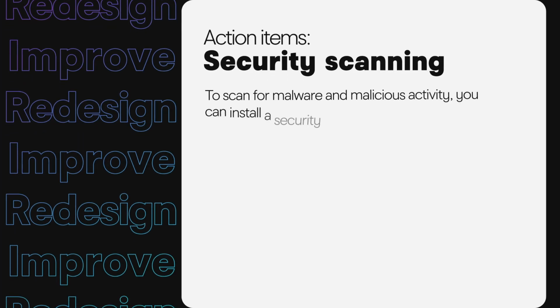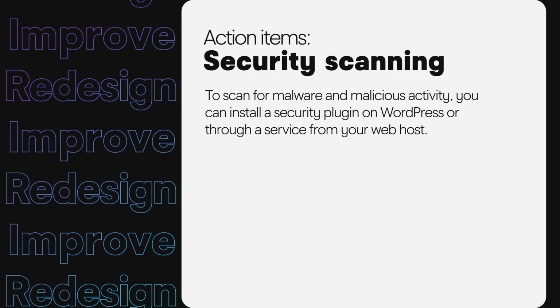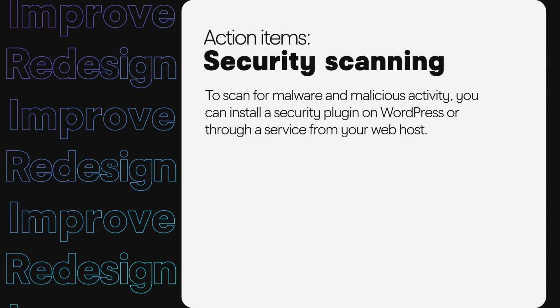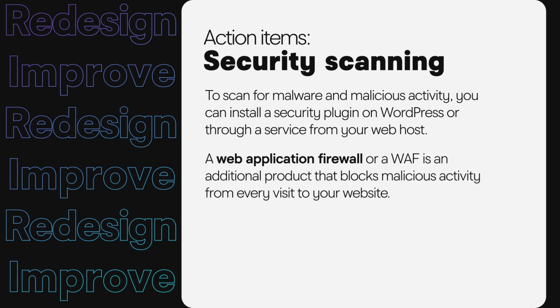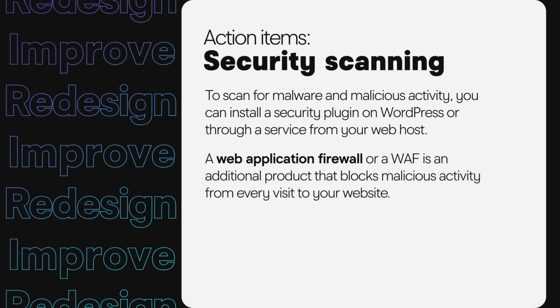Next, make sure you have security scanning on the website for malware and malicious activity. You can set up this action item by installing a security plugin on WordPress or through a service from your web host. A web application firewall, or a WAF, is an additional product that blocks malicious activity from every visit to your website.